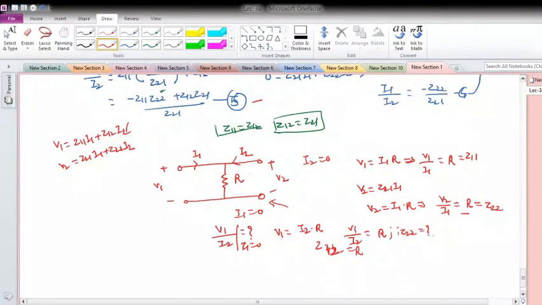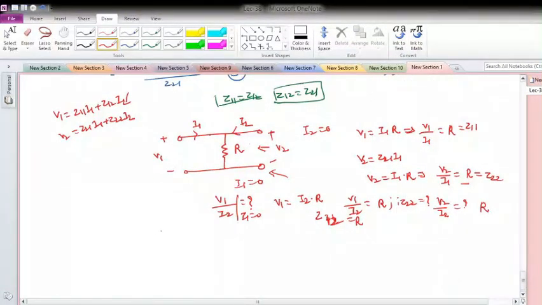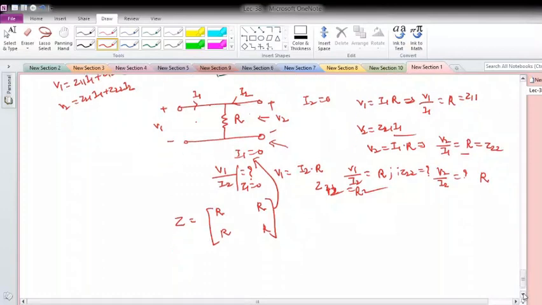For obtaining Z22, I have to obtain V2 upon I2. If you look from here, I1 is 0, so V2 upon I2 is also R. So what is my Z matrix? Z11 is R, Z12 is also R, Z21 is also R, and Z22 is also R. So this network is reciprocal as well as symmetrical. You can say this network is symmetric as Z11 is equal to Z22.